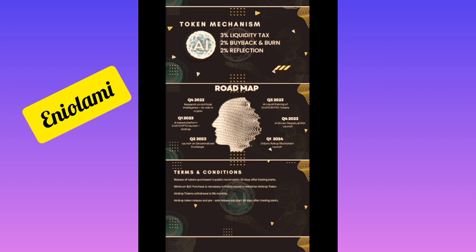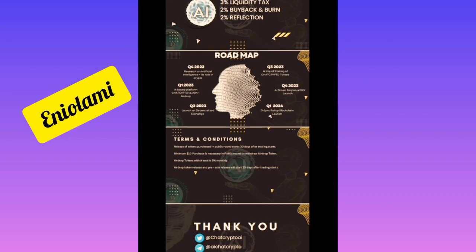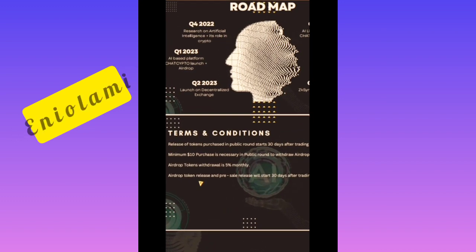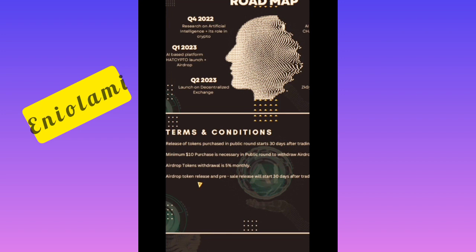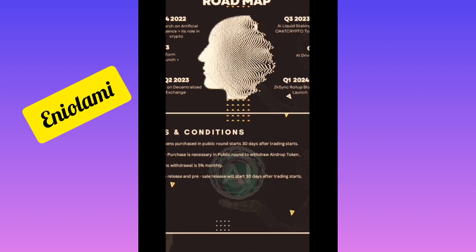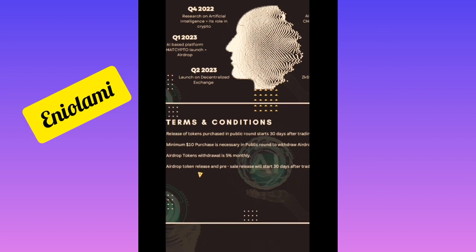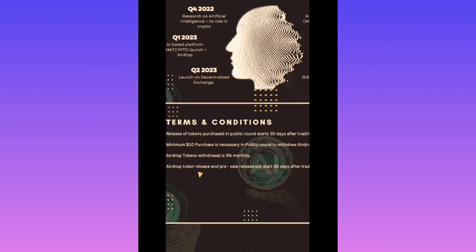The most important aspect that I'm concerned about is the terms and conditions. Let me zoom in. You see, release of token purchase in public round starts 30 days after trading starts. What you are doing with your money here is just for a short time. Let's assume you purchase any of the seed round or public round. In 30 days you are getting your investment, because you'll be able to withdraw your purchase.